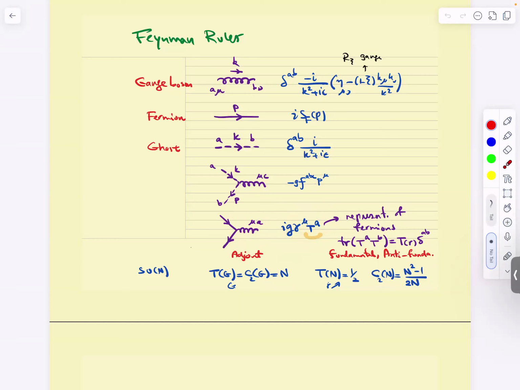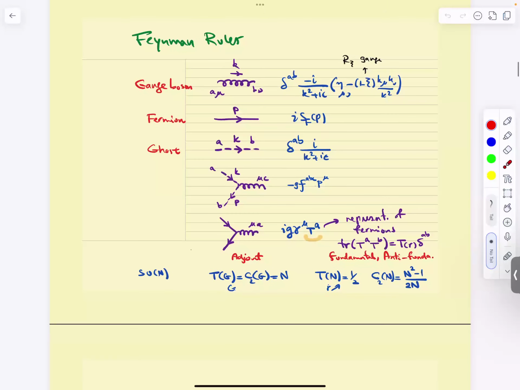So in SU(N), T of G and C2 of G are N. These are for the adjoint representation. In the fundamental, T of N is half, and then C2 of N is (N squared minus 1) over 2N. If there are any questions at any point, please ask.